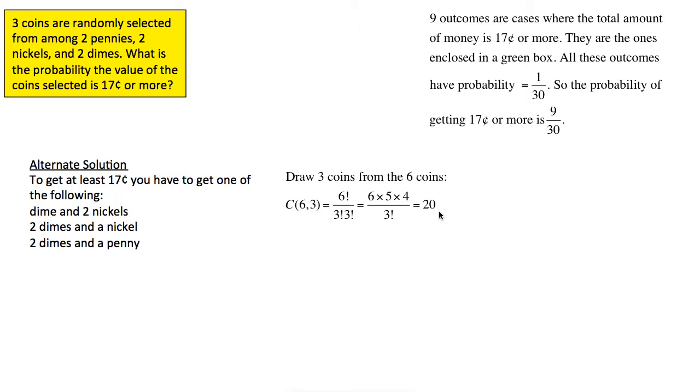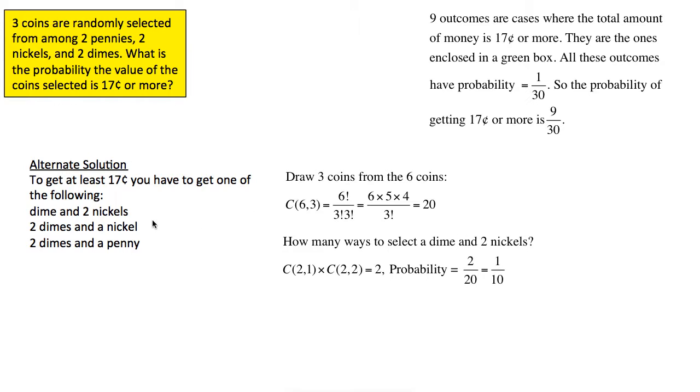The number of ways of selecting 3 things from 6 would be combinations of 6 things choosing 3, which is 20. So 20 is the total number of outcomes if you think of the experiment as simply picking a set of 3 coins from this initial set of 6 coins made up of 2 pennies, 2 nickels, and 2 dimes. Now, one of the cases that we're interested in is the case of getting a dime and 2 nickels. So let's count the possible ways of that happening.